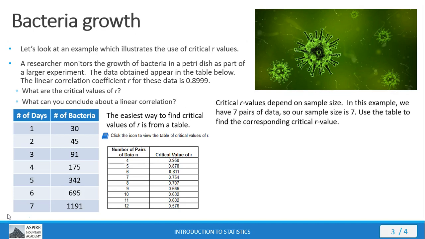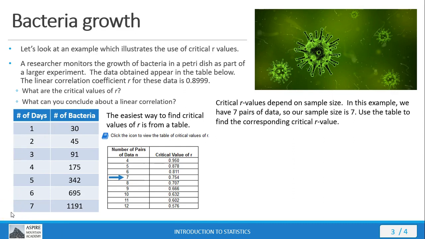Now, we're going to use the table to find our critical R values for this example problem. So first, we look at the left side of the table to find the number of pairs of data. What's our sample size? Well, our sample size is 7, because here, see, we have 7 pairs of data, okay? And so 7 in the table is located right here.